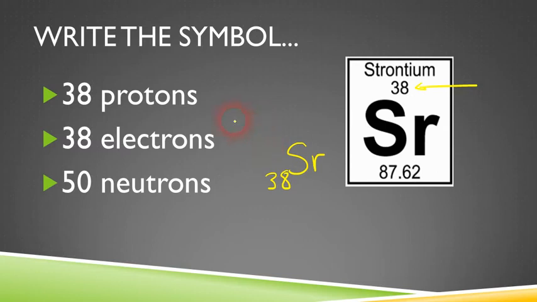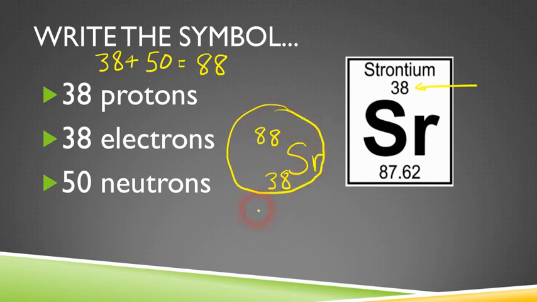What number goes on top this time? Well, it should be 88, shouldn't it? Because it's 38 protons plus 50 neutrons. So when you add the protons and neutrons to get the mass number, it's 88. So that's the symbol for this isotope. If we were to write the name for it, it would be strontium-88. So hopefully by this point you can write the symbols, write the names, and interpret the names and symbols for any isotope designation that you might be given in chemistry.